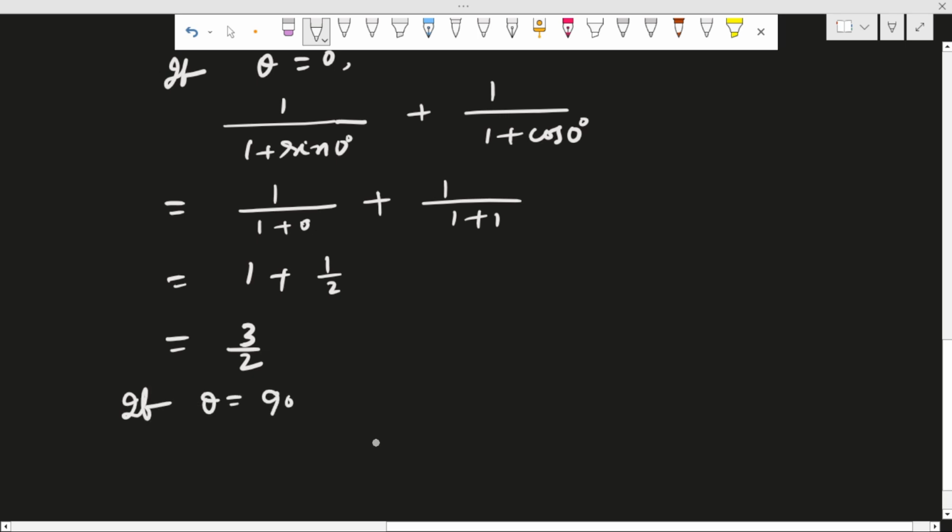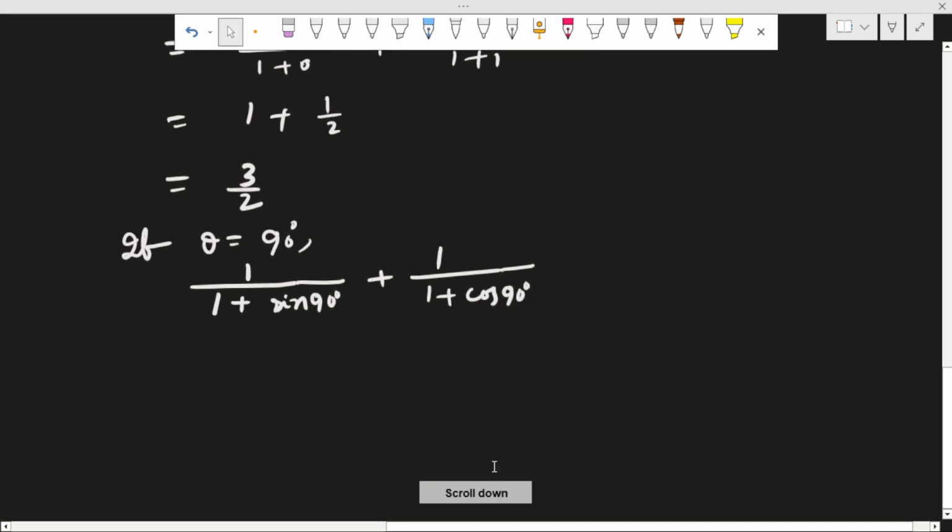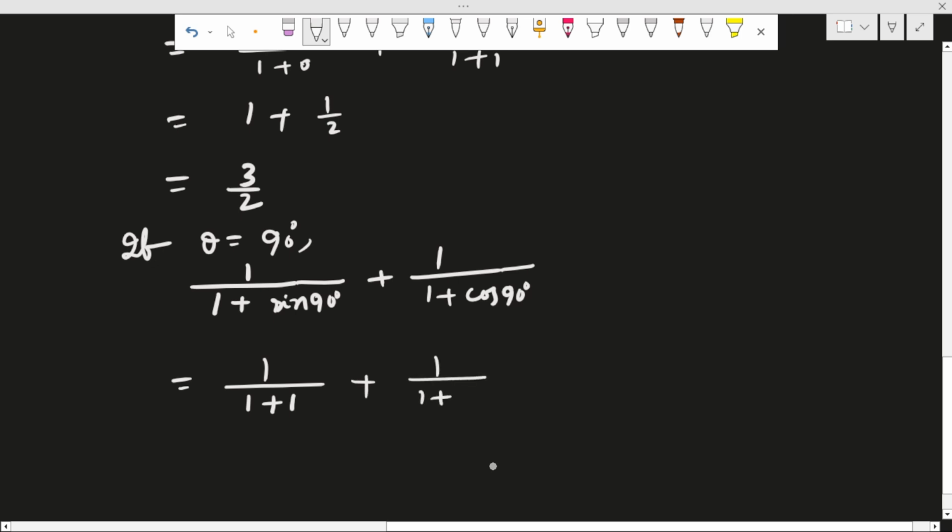If theta is equal to 90 degree, 1 by 1 plus sin 90 plus 1 by 1 plus cos 90, that is 1 by 1 plus 1 plus 1 by 1 plus 0.